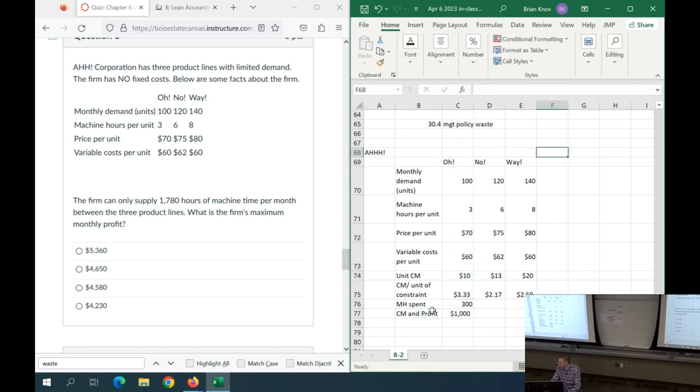Let's start up here. Let's put in 1780 is the constraint. So the next one we should do for the biggest bang for the buck is weigh. After $3.33, the next biggest is $2.30. So let's try and fill that demand. Uses up a lot of machine hours. We still haven't used up all of them though. We spent 300 on O. We've spent 1120 now on weigh. We've used 1,420.